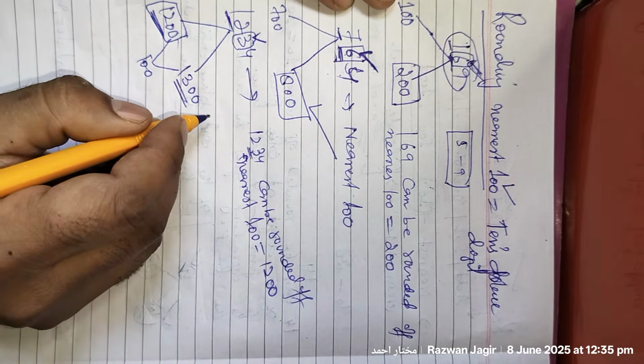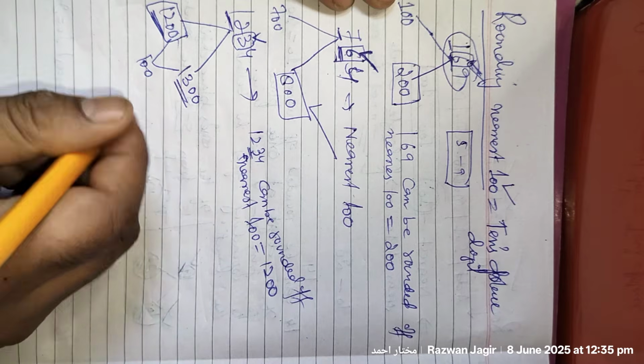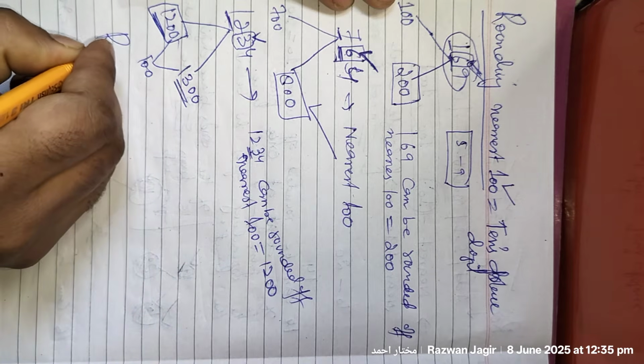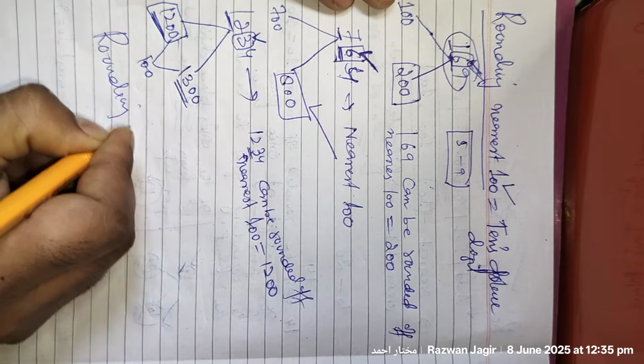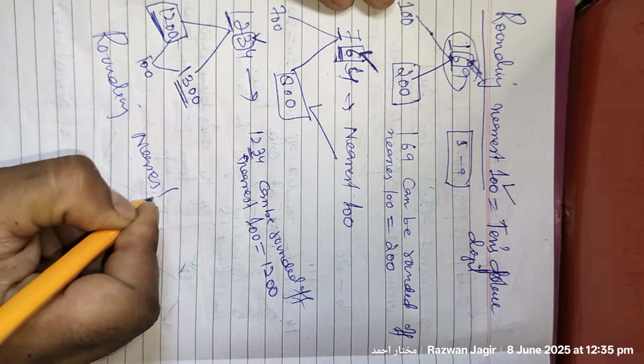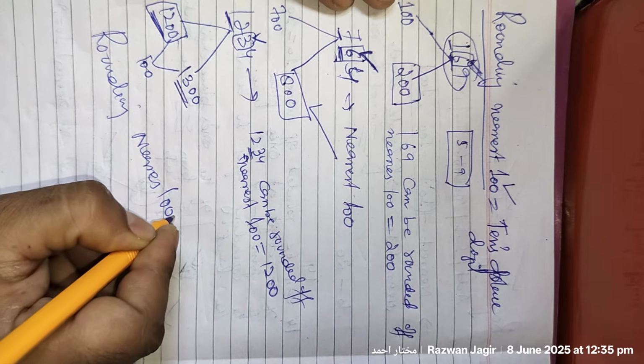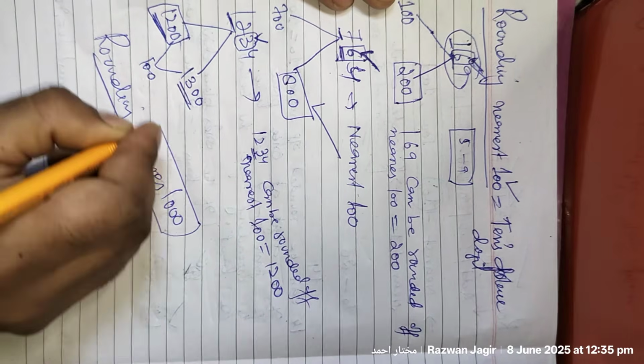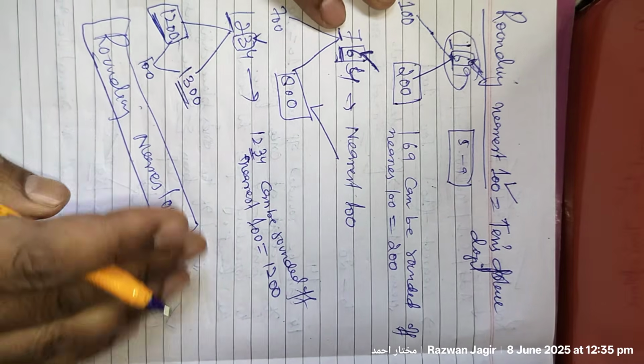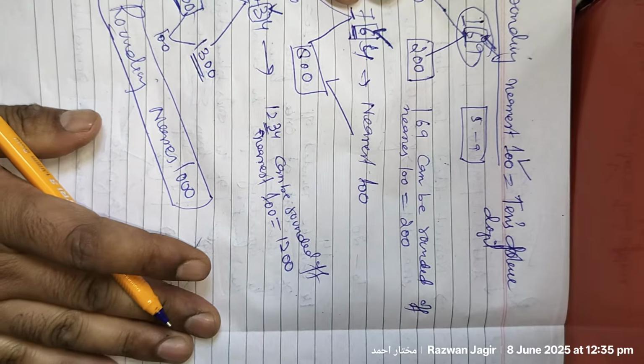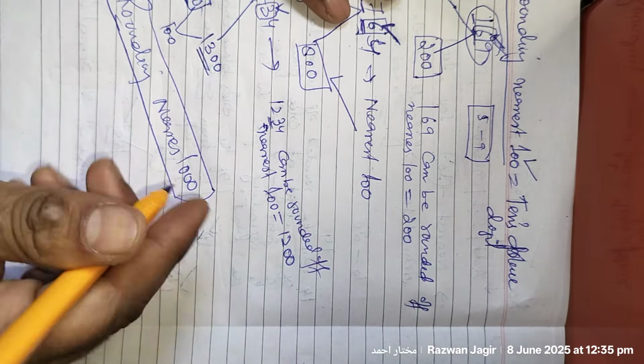Now let us talk about rounding nearest to 1000. At the end we will go for the question answer. And we will do question answer in all the sections, all the operations.